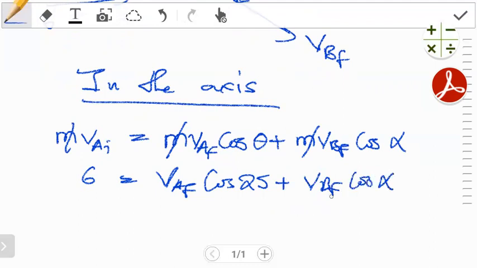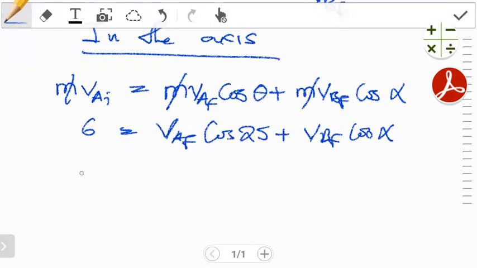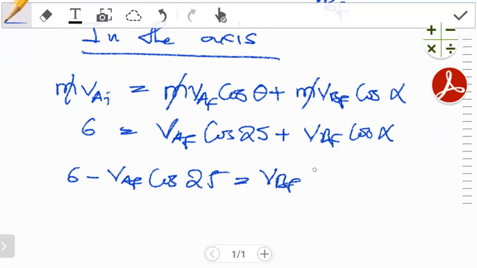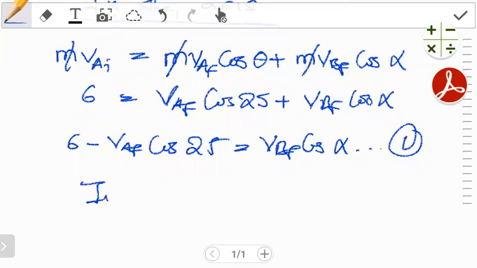We're going to make this term alone on the one side, so we'll move this to the left-hand side. This becomes 6 minus VA final cos 25 equals VB final cos alpha. So this becomes our equation 1. When you look at this, we have VA final, VB final, and alpha. So we have 3 terms that we do not know but are trying to find. Since we have an equation with 3 unknowns, we need 2 more to work them out as a system of equations. So let's quickly move to the y-axis.